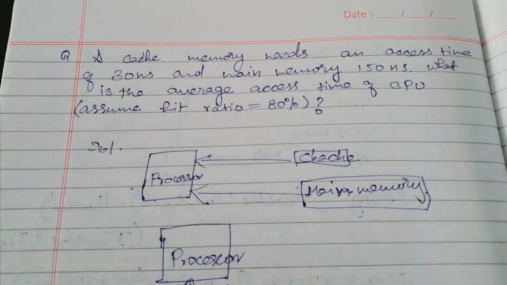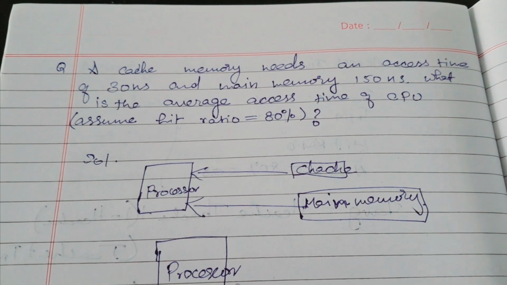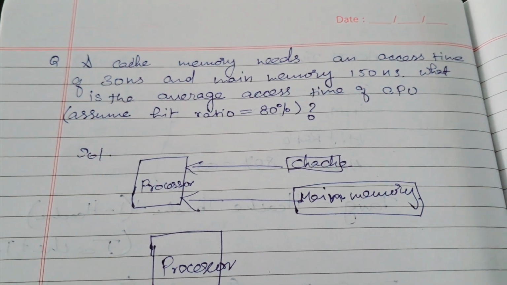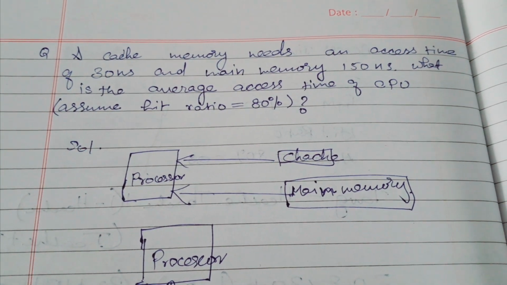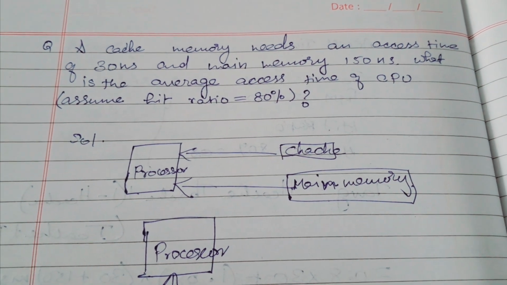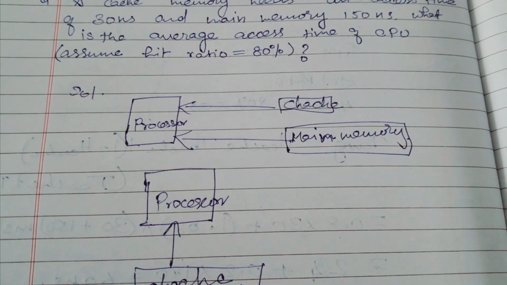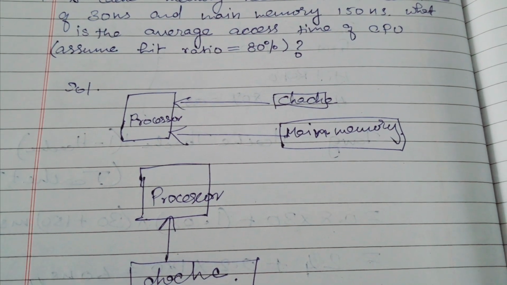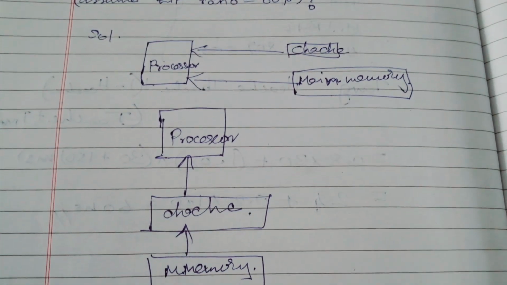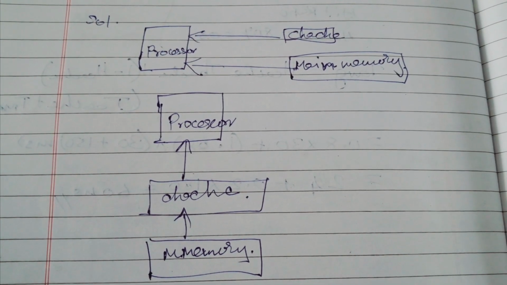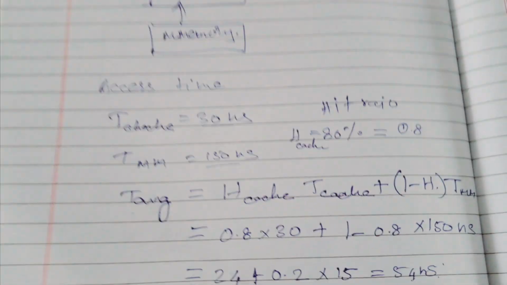example. For example, we take a cache memory that needs an access time of 30 nanoseconds and main memory of 150 nanoseconds. What is the average access time of the CPU? Assume the hit ratio is equal to 80%. So we take the cache memory and main memory, which fetch into the processor. That is one type. Then the other type is where we connect memory and cache memory and processor serially. So we are going to calculate likewise.